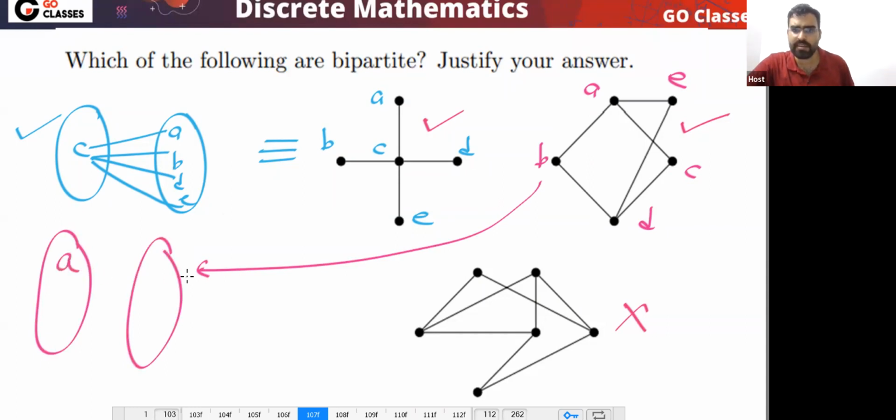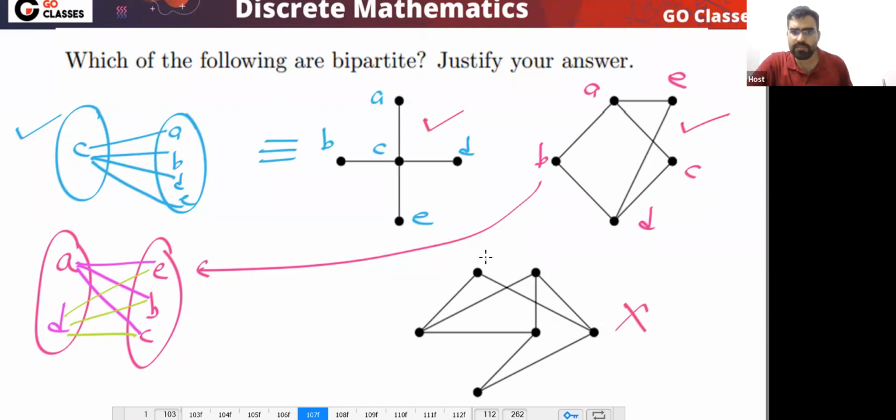If I put A here, then automatically E will go here, B will go here, C will go here. And you can notice E, B, C, they are not adjacent. So D should go here. There is no problem, everything is fine. And D is adjacent to the other three. So this is the idea.